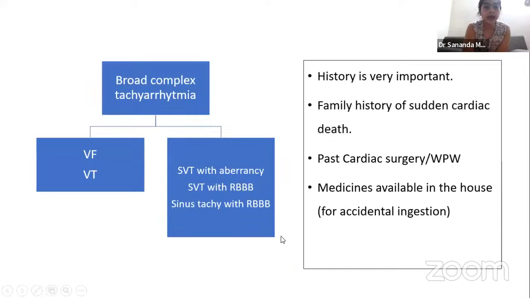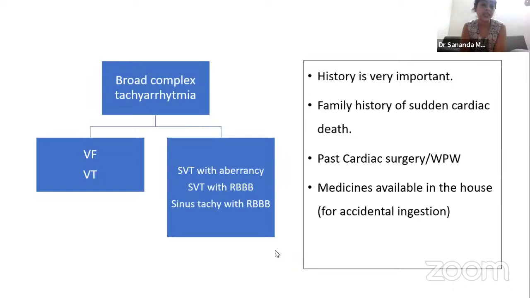Now I come to broad complex tachyarrhythmias. These are the most common broad complex tachyarrhythmias we find: ventricular tachycardia, ventricular fibrillation, or rather I would say supraventricular with aberrancy, or sinus tachycardia with right bundle branch block, SVT with right bundle branch block. These are more common. The narrow complex with aberrancy or bundle branch block is the more common type of broad complex tachyarrhythmia we find in the ICU setting compared to VF and VT.